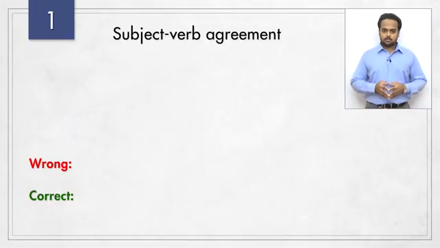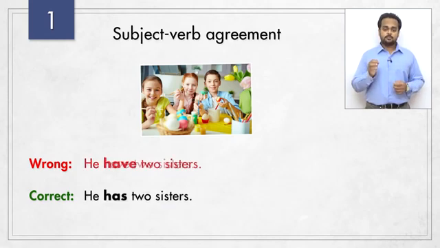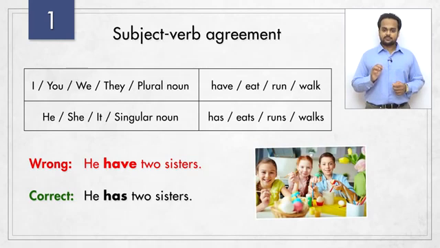All right, let's begin with subject-verb agreement. Here's our first sentence. He have two sisters. Is that correct? No, it should be he has two sisters. The rule is that if the subject is I, you, we, they, or any other plural noun, then we use the verb in its present tense form and we don't add s to the verb. But if the subject is he, she, it, or any singular noun, then we add s to the verb.